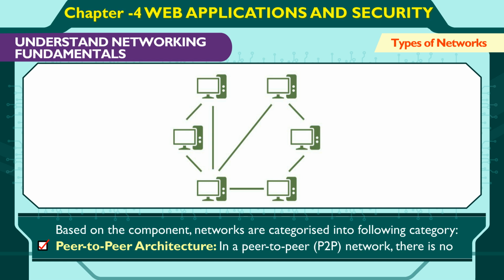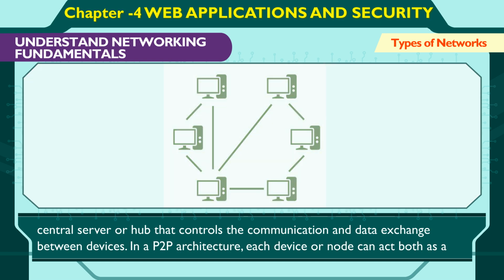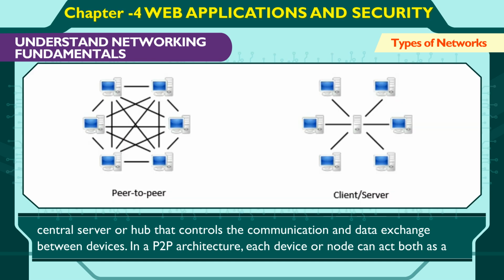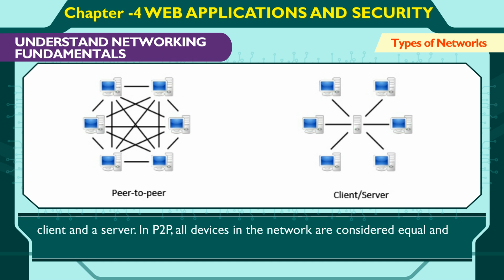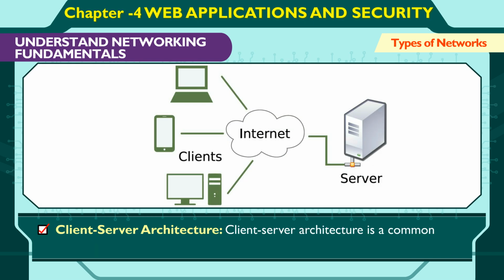Peer-to-peer architecture. In a peer-to-peer P2P network, there is no central server or hub that controls the communication and data exchange between devices. In a P2P architecture, each device or node can act both as a client and a server. In P2P, all devices in the network are considered equal and can directly communicate and share resources with one another.